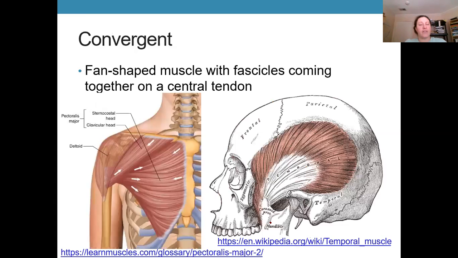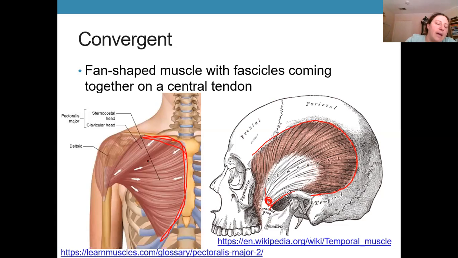And then convergent is very different. So very much fan-shaped. And oftentimes the attachment of the one side, the broad attachments of the fascicles, is a direct attachment. You can definitely see that here on this temporalis muscle. That's a chewing muscle, the one that bulges over here when you chew, all converging and coming down here on your mandible, or your jawbone.